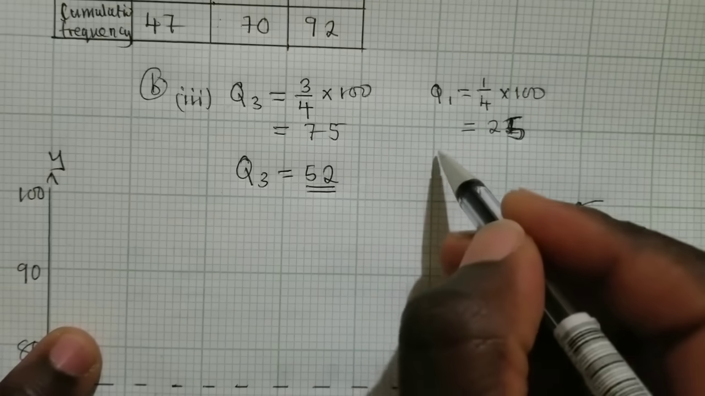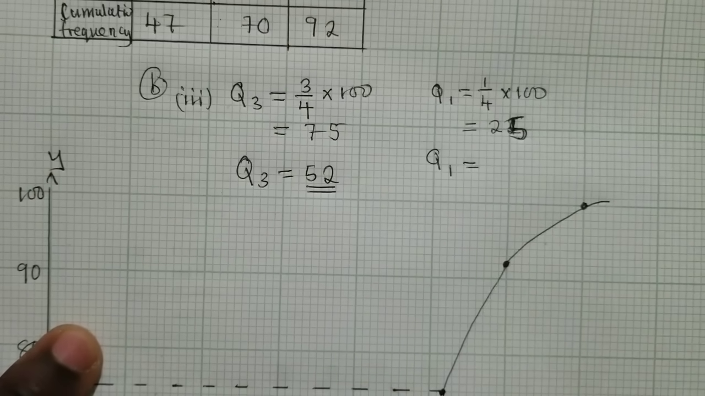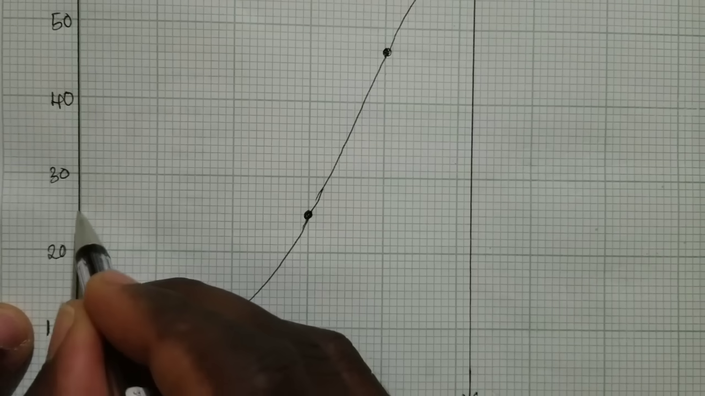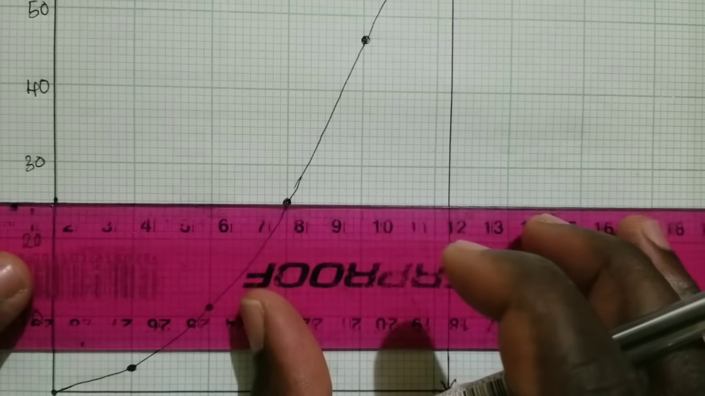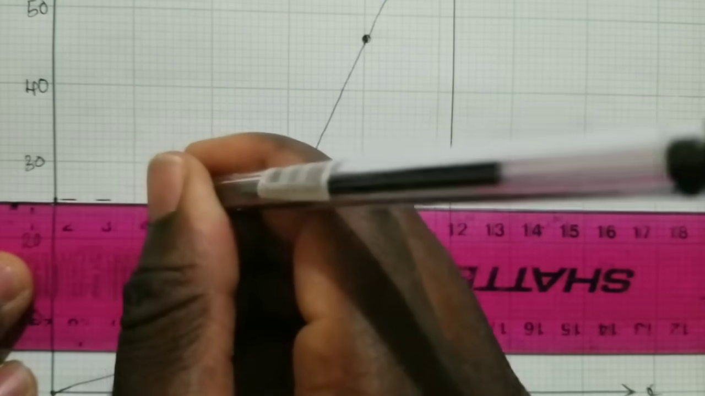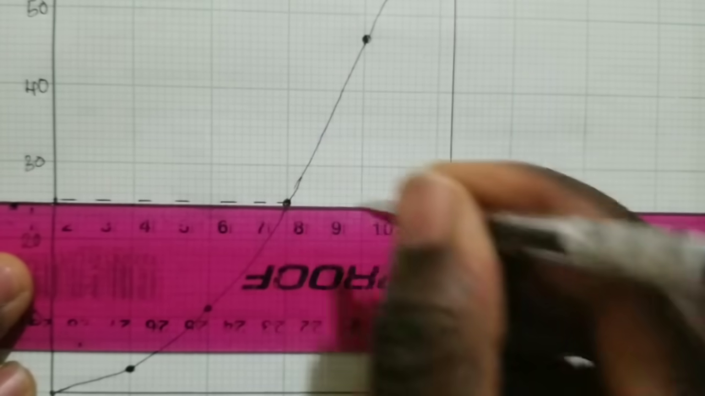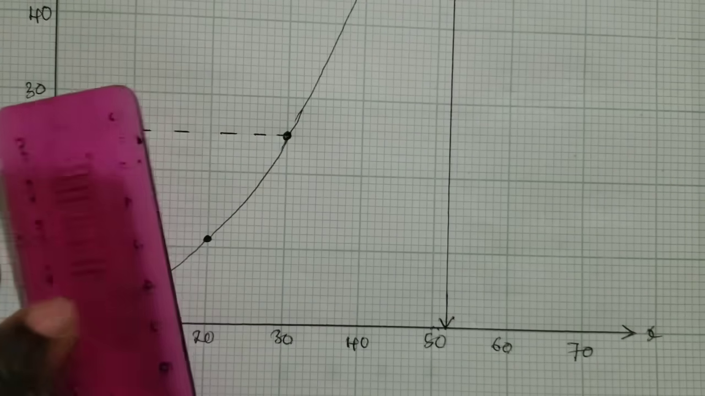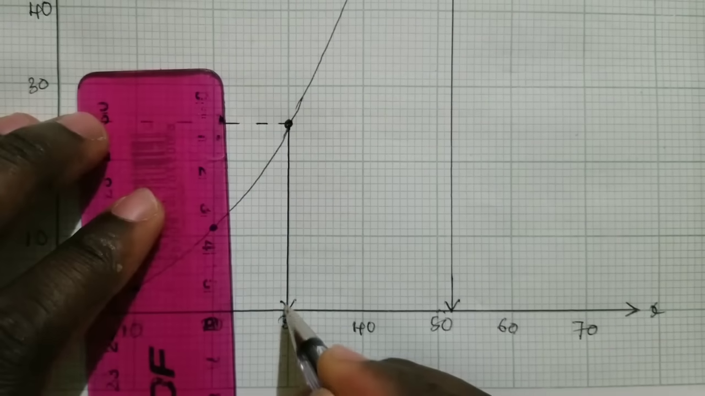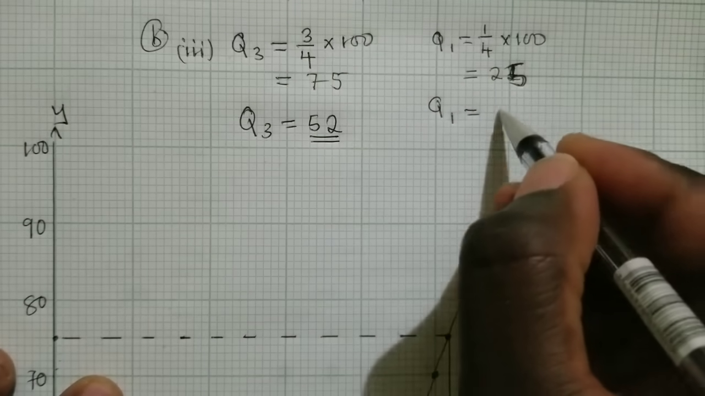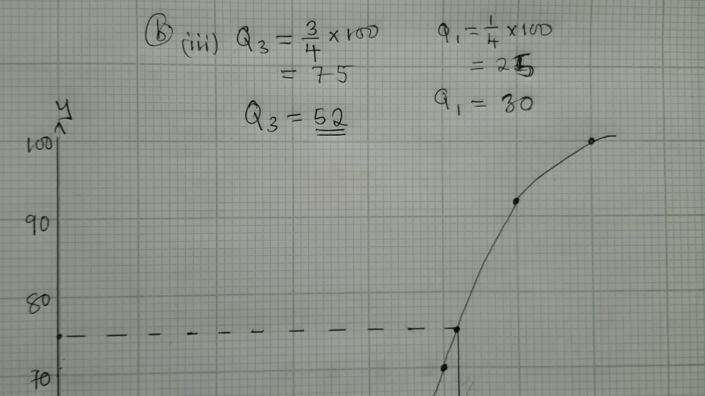The first quarter is right here. So Q1 is equal to, you get the 25. Where is 25 along the y-axis? This is 20, 21, 22, 23, 24, 25, right here. You do the same. You draw your line like this until you touch the graph. After touching the graph, you draw your line downwards like this. So it's touching 30. So our Q1 is 30. So you write 30.